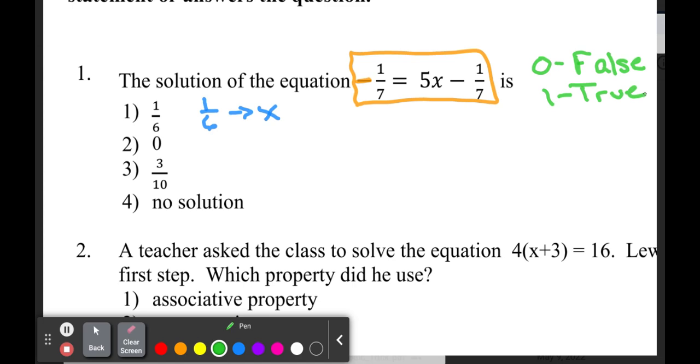And I don't have the answer key with me. I don't know what the answer is. If this is true, you should check them all. You should go and then do 0 store x, 3/10 store x. No solution. I just had to put 4 options. I wrote no solution. So see which one the answer is.